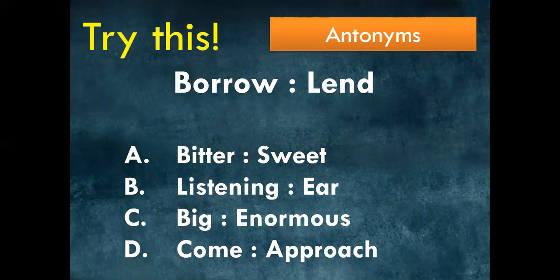When we say come, approach, meaning they are the same. When you approach someone, you come to him or come to her. Big and enormous are also words with the same meaning. Listening is to ear, meaning listening is the function of the ear. Now the correct answer here is letter A, bitter, sweet, opposite meaning or opposite words.